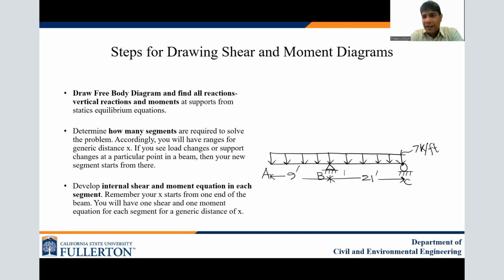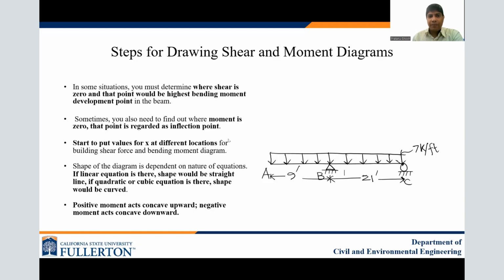So once you generate the shear and moment equation for each segment, then the next step will be to find out the zero shear point if we have any within the beam. So that's very, very important. Why? Whenever we have zero shear point, that will be the highest bending moment development in the beam. So sometimes you could have zero shear point, sometimes you couldn't. We just need to verify it. Sometimes you could also have zero moment point. That point is called an inflection point.